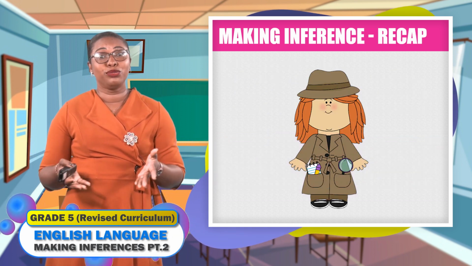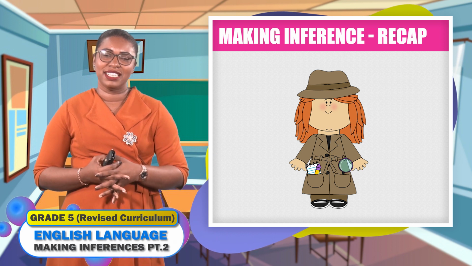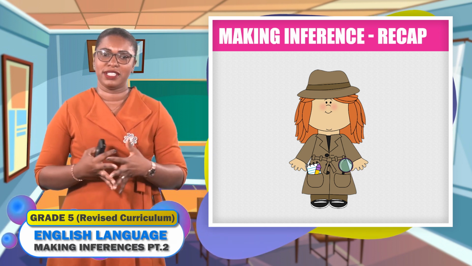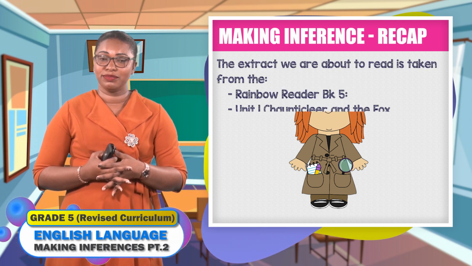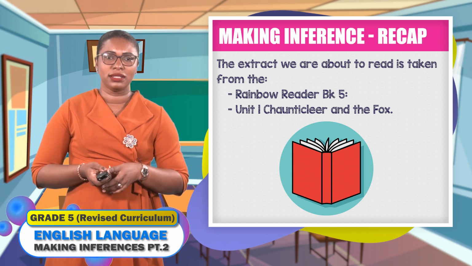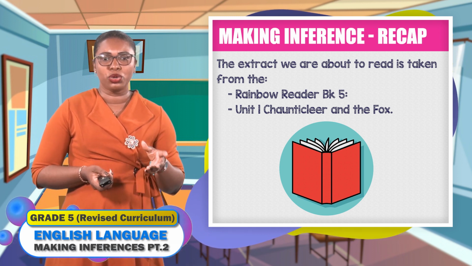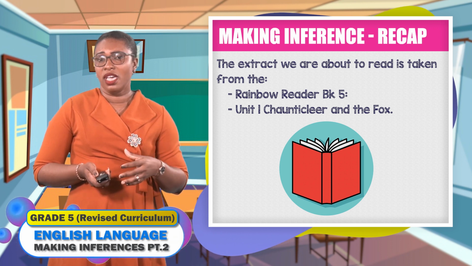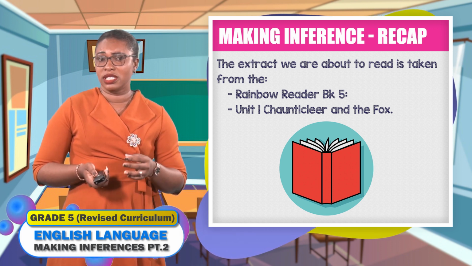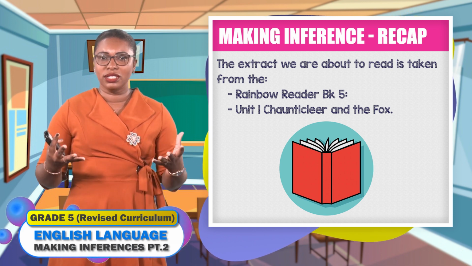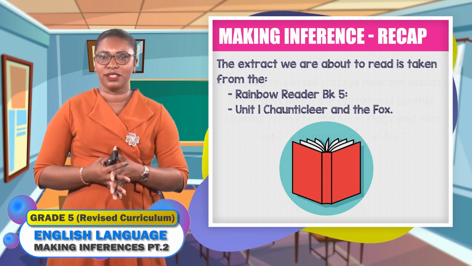Now, you made really great detectives in the last lesson, so let's try to make some more inferences. Are you ready? This short passage that we will look at was taken from the Rainbow Reader Book 5, Chanticleer and the Fox. If you have the book, I'm not saying that you have to get it, but if you do have it, you could always go and read the entire story for yourself.